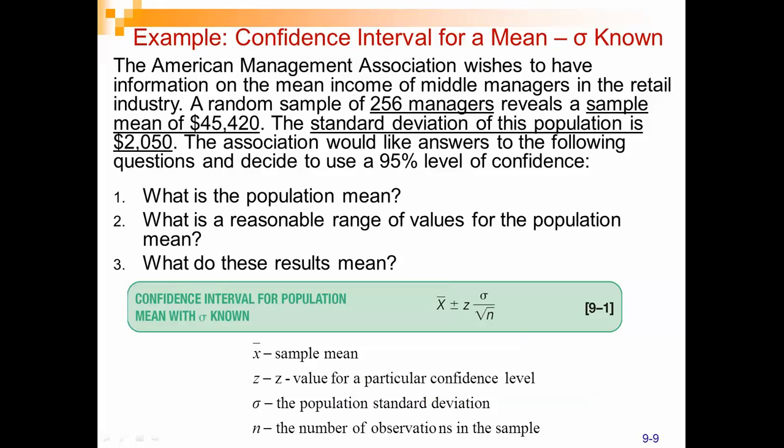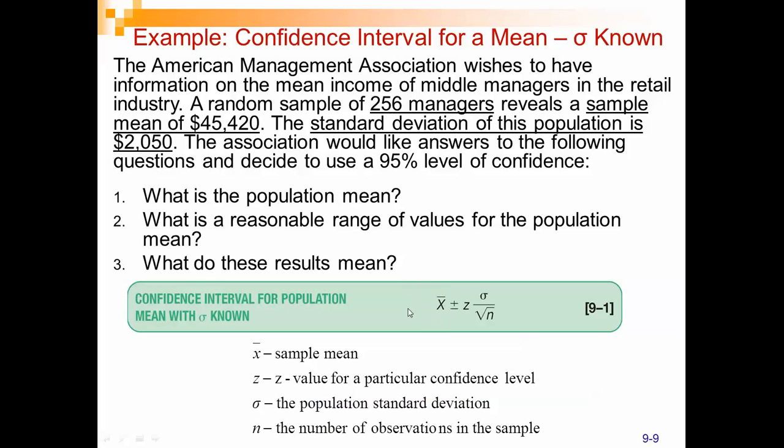So the sample mean of 45,420 is a point estimate for the unknown population mean. And the reasonable range of values is the confidence interval we're going to try to find. Think about what parts of the formula we can fill out right now. The only thing we don't know is what? The z-score. So let's move on and find the z-score.